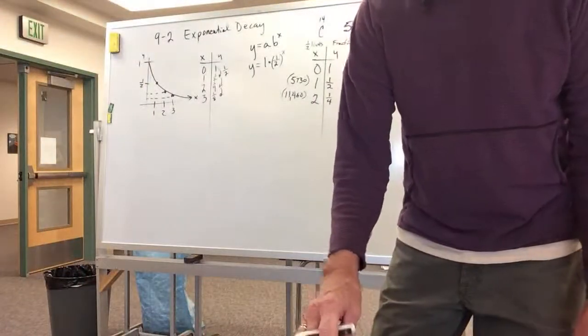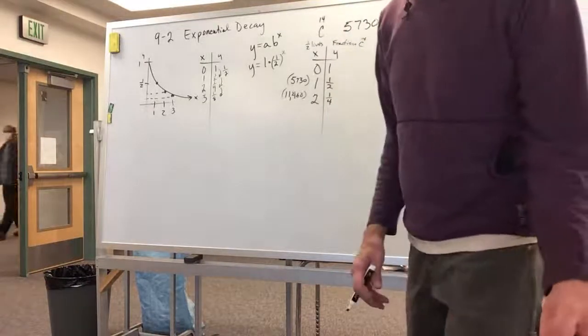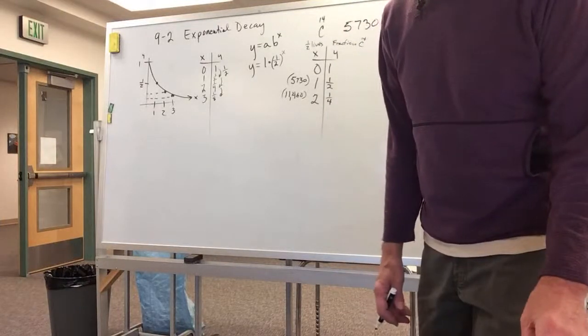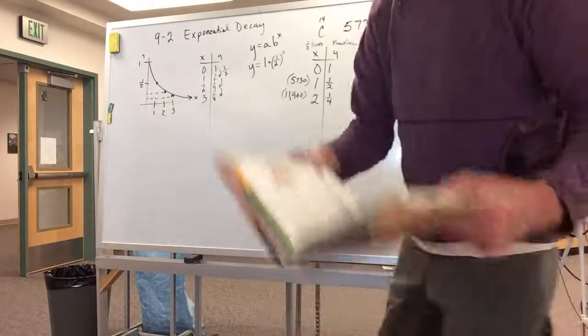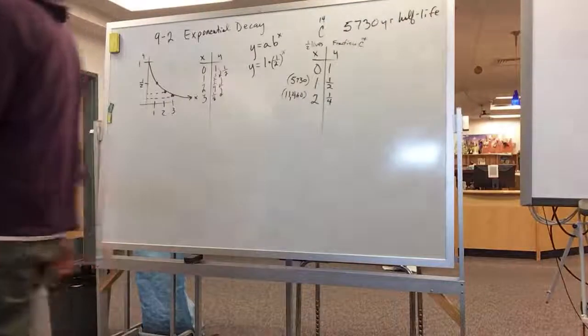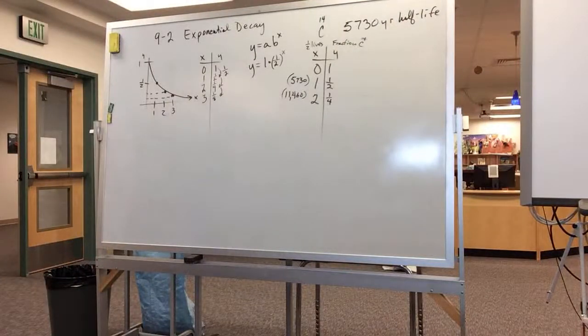So what they do is they write it recursively. In this example, number 2, they're talking about having 100 grams of carbon-14. If you have 100 grams of carbon-14 and you let it sit for 5,730 years, how many grams do you have left over?